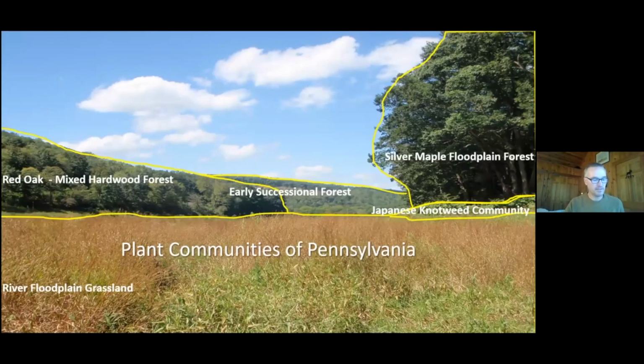In addition to inventorying the state's rare plants and animals, a primary focus of PNHP has been the classification and description of plant communities in Pennsylvania. Association level plant communities form the basis of the Community Restoration Targeting Tool.